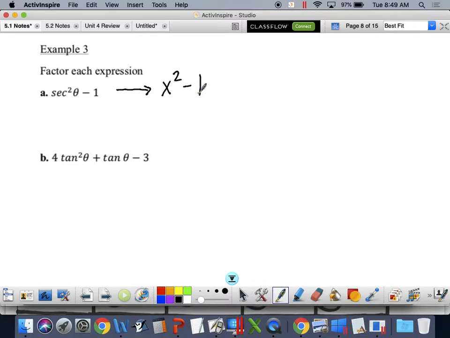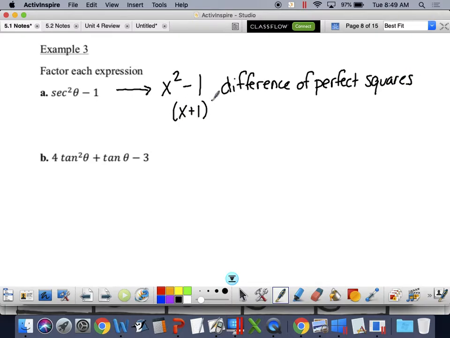How would I factor x squared minus 1? Well, that's the difference of perfect squares, which factors as x plus 1, x minus 1. And it doesn't matter in which order, right? I could have put the x minus 1 first. So that tells me the secant squared theta minus 1 factors as secant theta plus 1, secant theta minus 1.